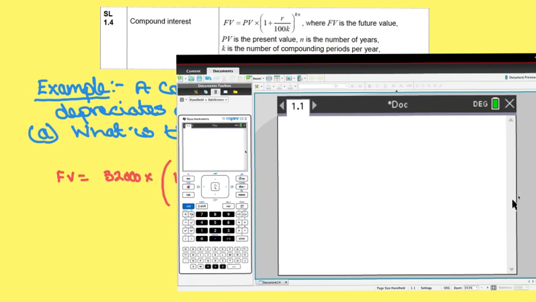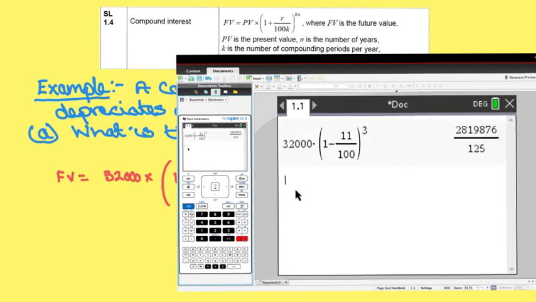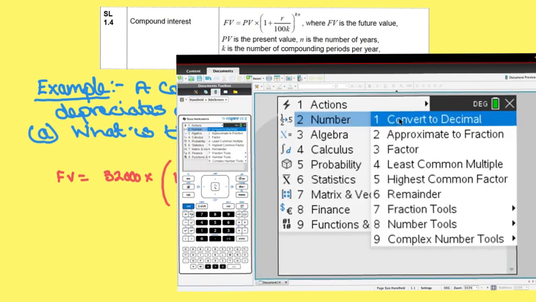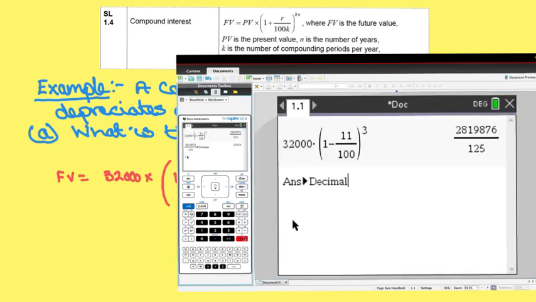So I've opened my GDC at a calculator page. Now let's put in the equation. So 32,000 times, open brackets, 1 minus, I want a fraction, so control divide, 11 over 100. Make sure you're outside the bracket, raised to the power of 3, press enter. We want it as a decimal, so go to menu, number, convert to decimal, press enter.